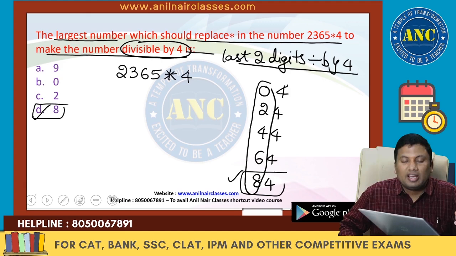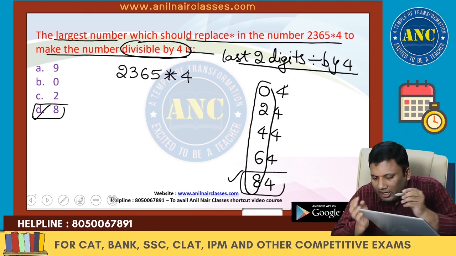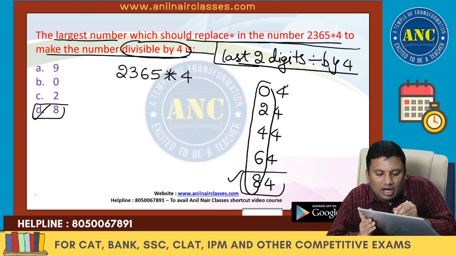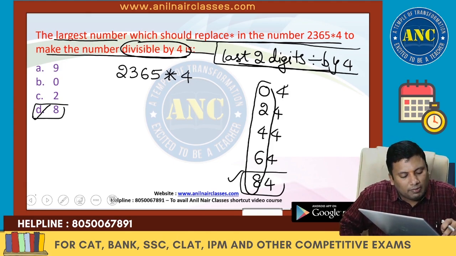I hope the second question is very clear. What is the concept to solve this question? Last 2 digits should be divisible by 4.